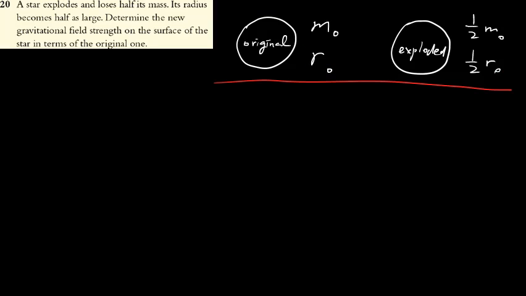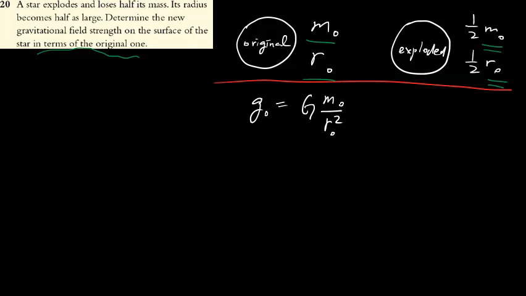Next question is actually very simple. Although it's the same planet, you may just treat it as two different planets. In that case, the original one is M and R. I like to put an O here to represent the original planet, and after that it will become half of the original. So half mass of the original and half radius of the original as well. In that case, I ask you to determine the new one in terms of the original one.